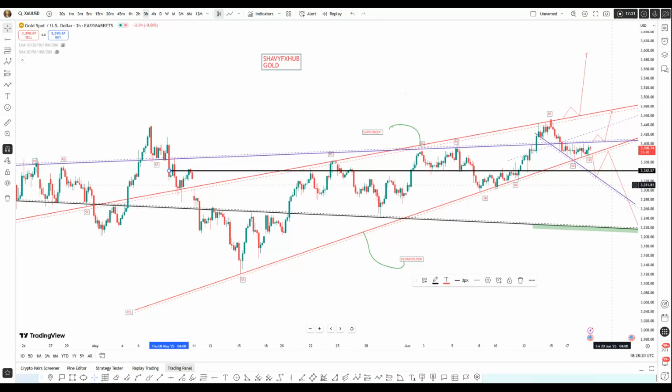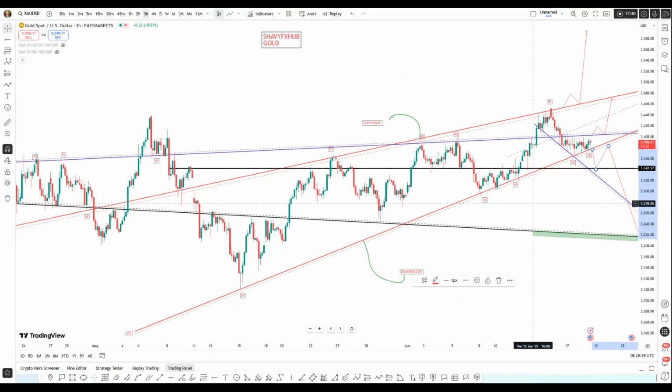So this is a good level in case the market pulls out around 42. Around 42 is not bad. The reason is that I want a retest into this weak rejection on 3 hours. And also we have a rejection at this level on 3 hours.